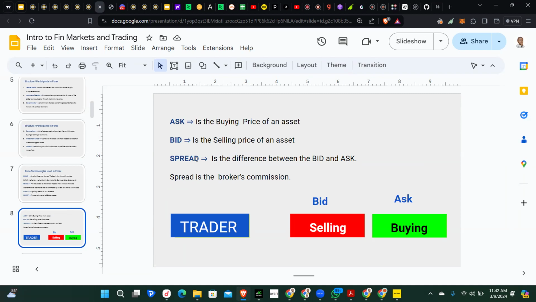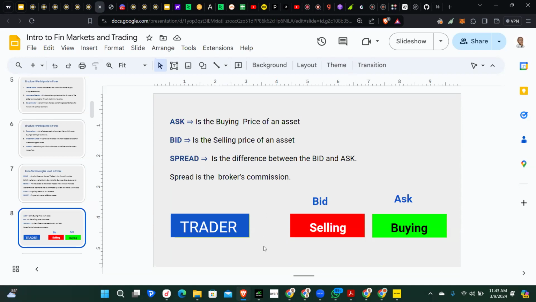Then we have what we call spread. All right. So spread is the difference between the bid and the ask. Now, this spread is the commission of the broker. Remember that the broker gives you a platform for you to trade and also gives you leverage. So they are not stupid. Nobody enters a business without the intention to make money. So spread is one of the ways they make their money. So spread is their commission.